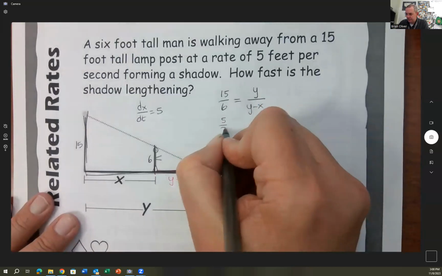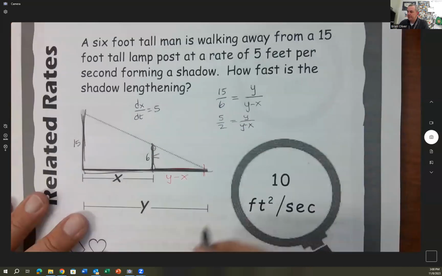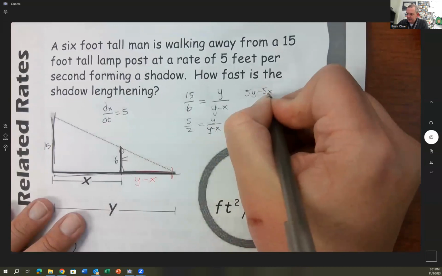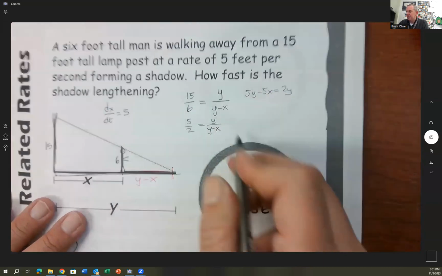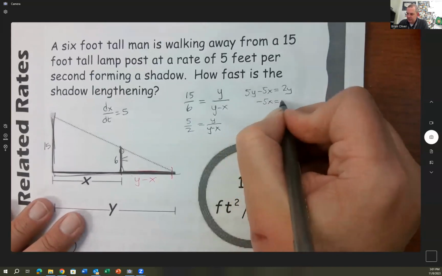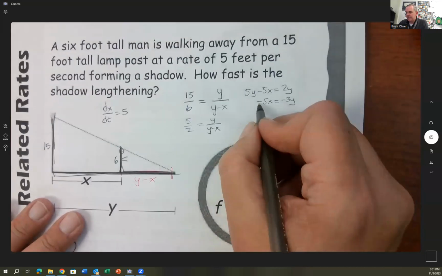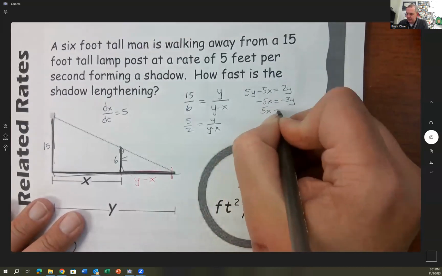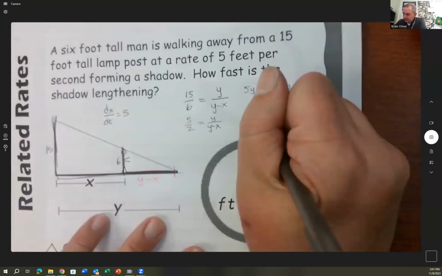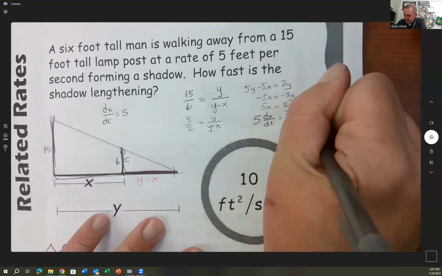What I'm going to do is simplify this. This is 5 over 2 equals y over y minus x. Cross multiply. So that's going to give me 5y minus 5x equals 2y. I'm going to get the y's on one side, so I'm going to subtract 5y. I'm going to get -5x equals -3y. Divide both sides by -1, so that gives me 5x equals 3y. Now I'm going to do implicit differentiation. So this gives me 5 dx/dt equals 3 dy/dt.